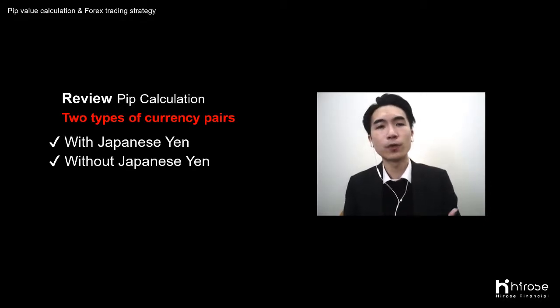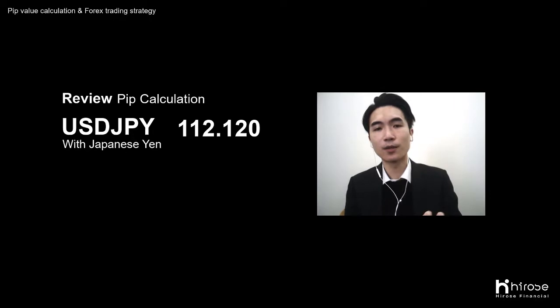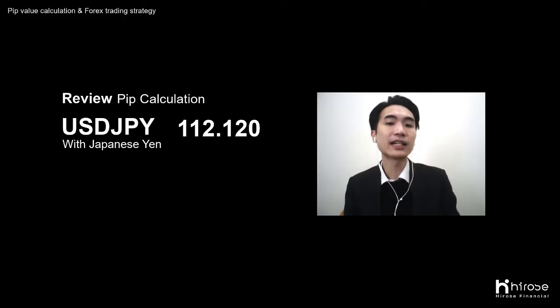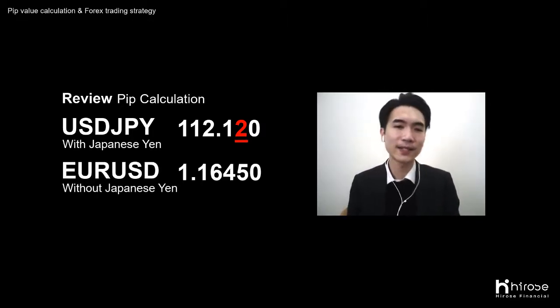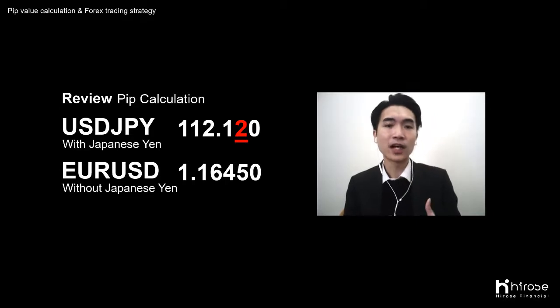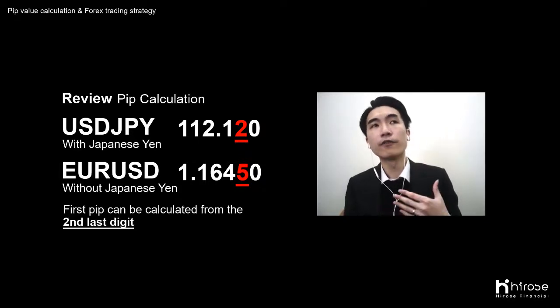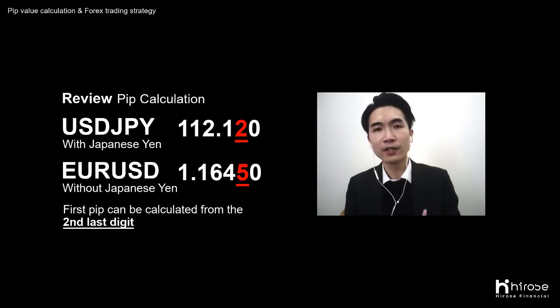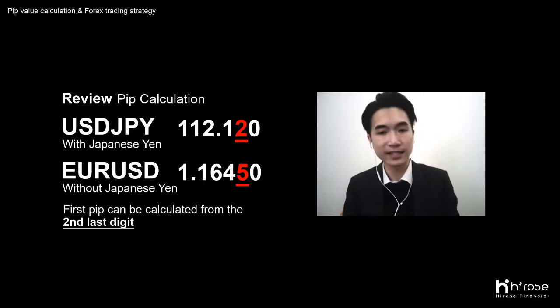For the ones with Japanese yen, for example, US dollar and Japanese yen, if the price is this much here, the first pip can be calculated from the number 2. Similar to the ones without Japanese yen, for example, euro and US dollar, for this price here, the first pip is calculated from the number 5, the second last digit. So for both types of currency pairs, the first pip is calculated from the second last digit of the price.